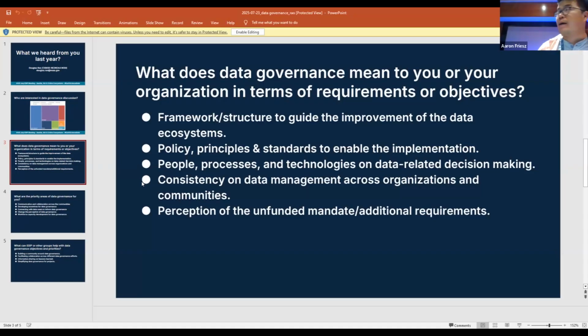And another theme is consistency of data management across organizations and communities. I think that is one of the motivations for the session here on data governance as well, to learn more from different organizations who are doing data governance. And one negative side of data governance, when we asked this question, is that the perception of data governance is basically another unfunded mandate or additional requirement in a lot of the data community. That is something that had been brought up in the survey last year.